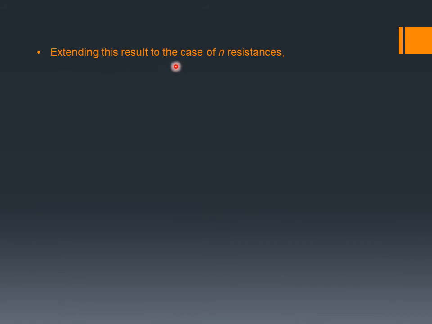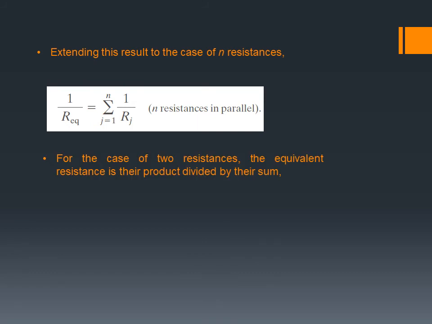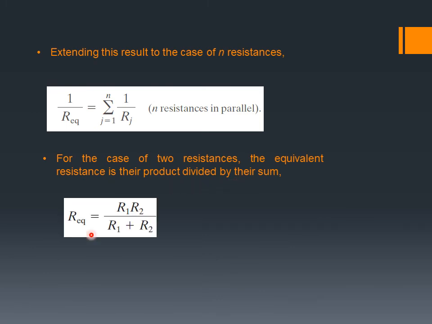Now extending this result to the case of n resistances. In our case there were 3 resistances, but if you extend it to n resistances, then we can write this equation: 1 over R equivalent is equal to the sum on the right side, you see. For the case of two resistances, the equivalent resistance is their product divided by their sum, like this. So R equivalent you can write as R1 times R2 divided by R1 plus R2. We just added 1 over R1 plus 1 over R2.